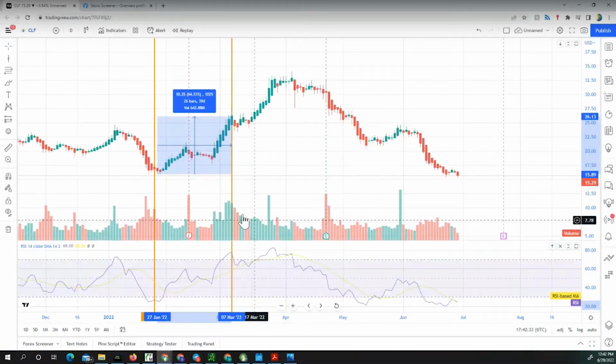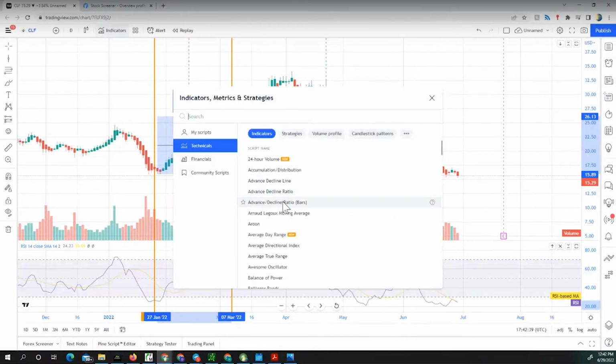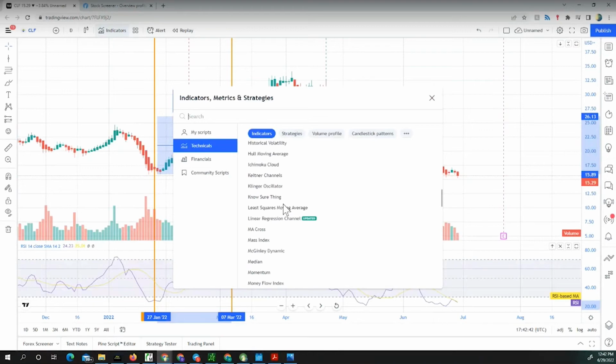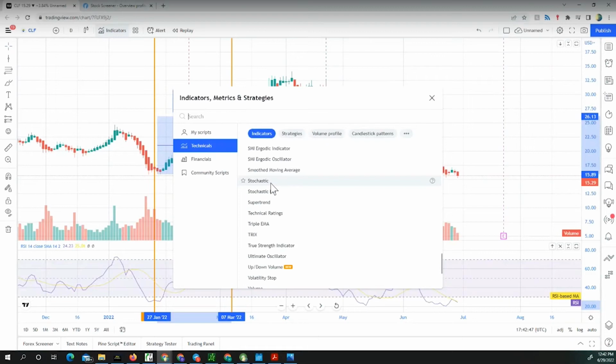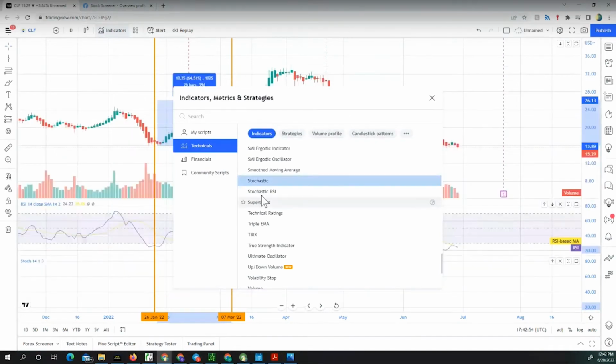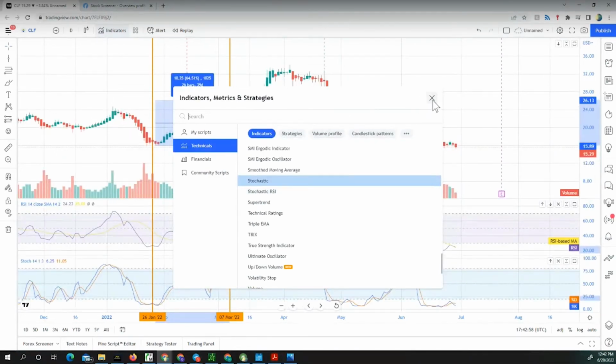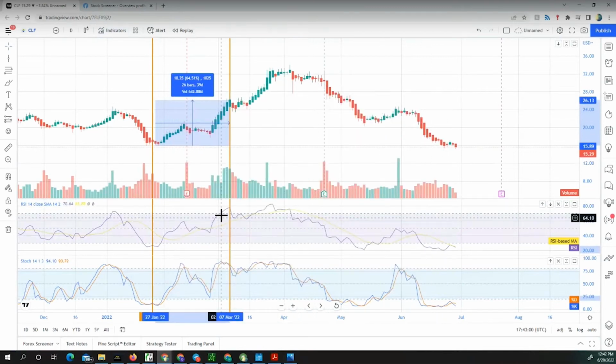Then the last indicator I would want to talk about is stochastic. Stochastic also gives you an idea of when it is a good point to buy and when it is a good point to sell. So stochastic is right here, not this stochastic RSI, but just stochastic. Now, stochastic is almost like RSI, you can see it down here, and they kind of correlate. As you can see here, RSI was below 30, and over here, stochastic was also below 30.